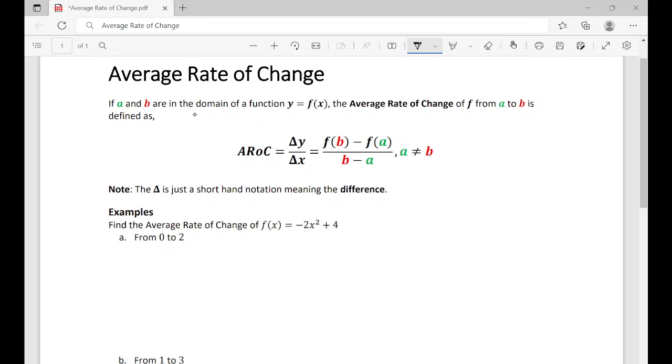If a and b are in the domain of a function y equals f of x, the average rate of change of f from a to b is defined as delta y over delta x, which is more easily understood as f of b minus f of a divided by b minus a, where a and b are not equal. And if you're curious, the triangle is just a Greek letter for delta, and it's just shorthand notation for meaning the difference. So the difference of y divided by the difference of x.